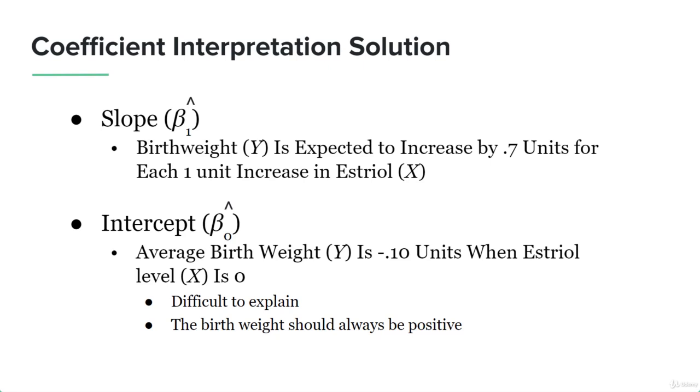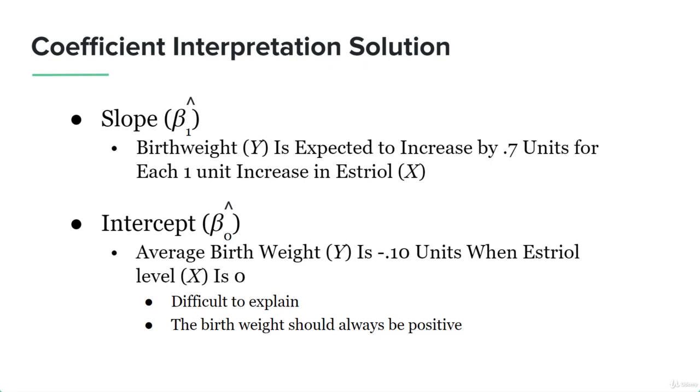Coming to the next coefficient, which is the y-intercept or beta 0. This tells us the average birth weight y is 10 units when estriol level is 0. So the intercept gives us the average of the y variable, which is always important. If you have an intercept, you can get the average value of birth weight. This is the beauty, and this is the information you can take away from beta 0. You do not have to actually calculate the average, and you can just look at the y-intercept, and it can give you the average value of the birth weight.